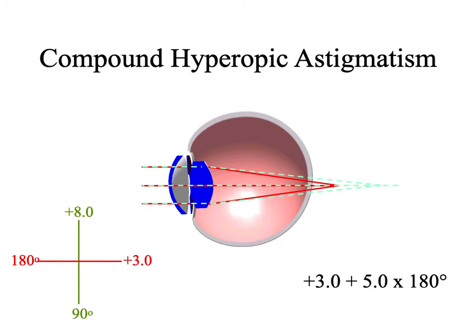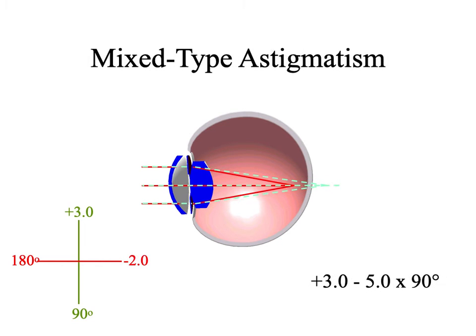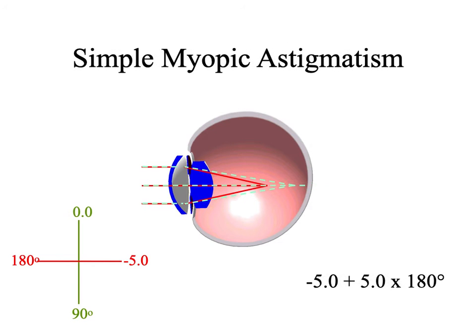And in compound hyperopic, both of the lines of the total power cross have plus values. They're both in back of the retina. This is compound hyperopic, and mixed type is one in front and one in back. Okay, so we've run through all of these diagrams. This is our first lap. Let's take a second lap.